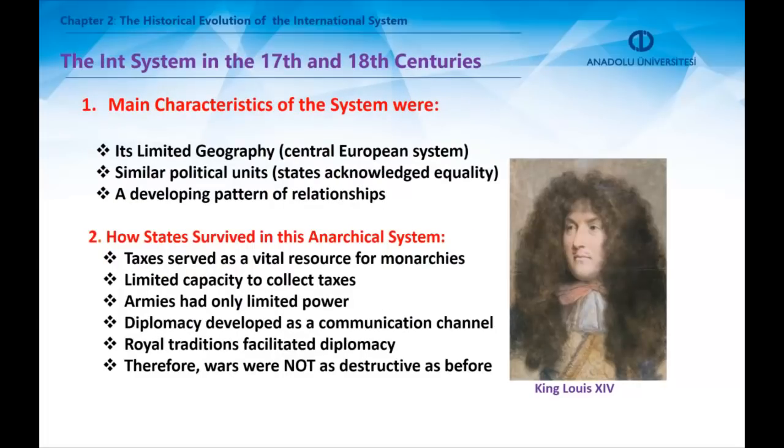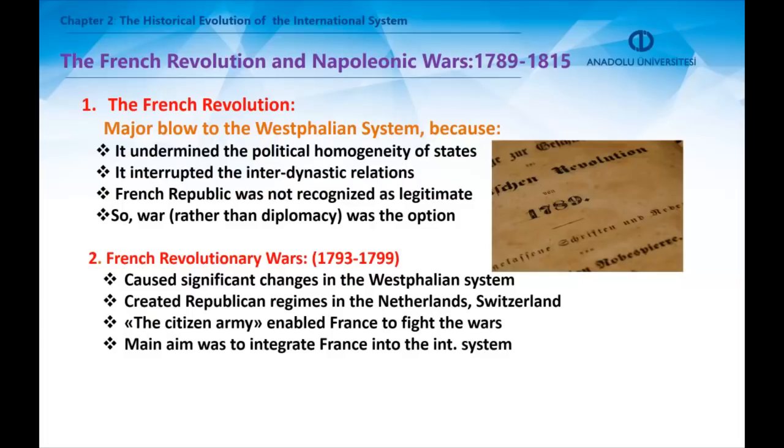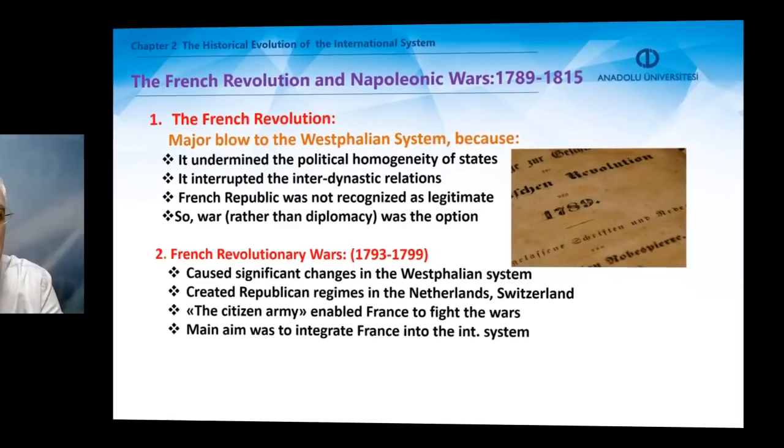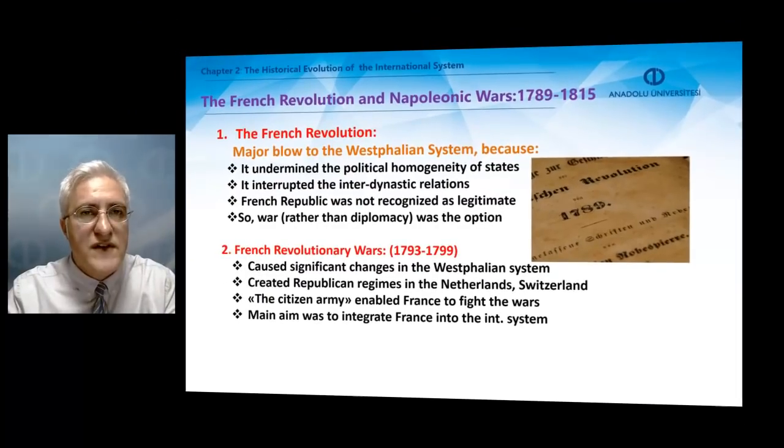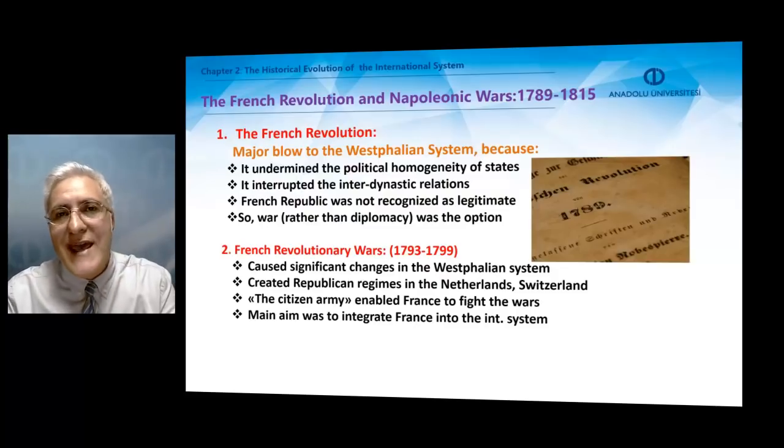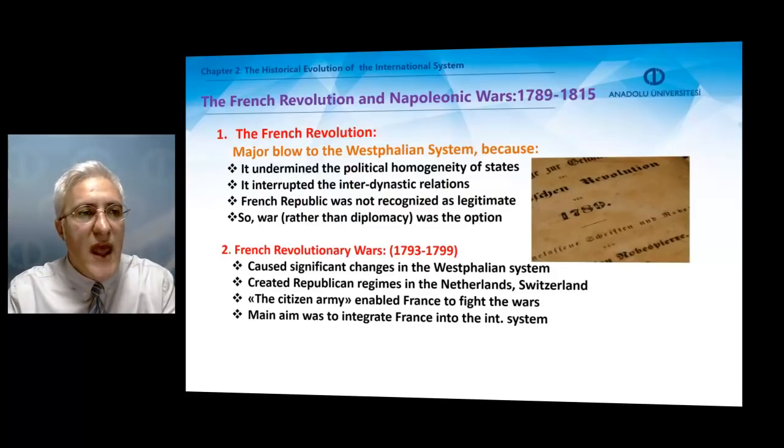Then the book talks about the main characteristics of the 17th and 18th centuries. These are the centuries of big monarchies in the heart of Europe. And these monarchies, in fact, controlled the international system and defined its workings. And the chapter then goes on to detail the French Revolution, French Revolutionary Wars, and the Napoleonic Wars in the late 18th century and early 19th century.